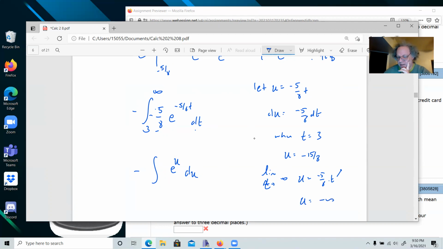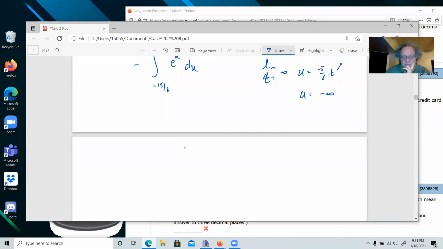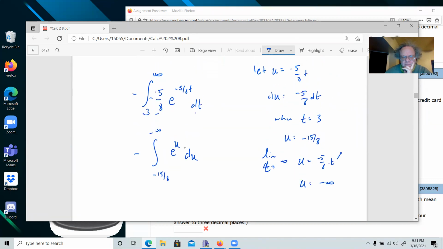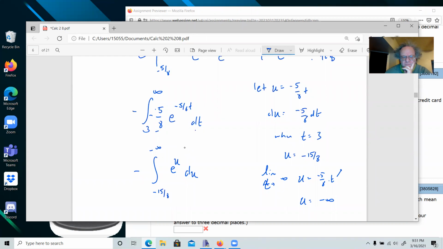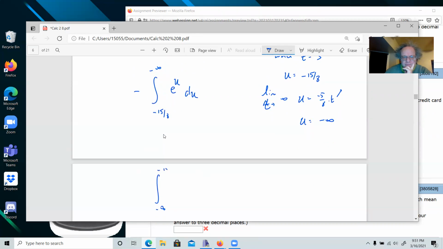u is equal to negative infinity. Okay, so we have negative 15/8 here, and up here we have negative infinity. All right, so I'm going to go ahead and switch my limits. So we have negative infinity, negative 15/8, and we have e to the u du.